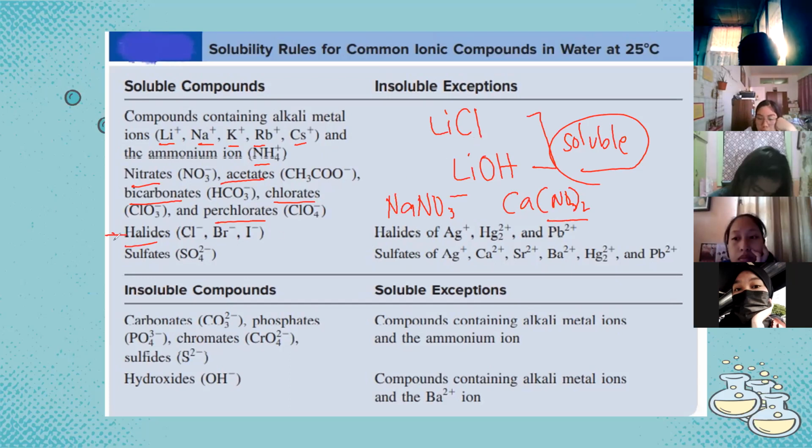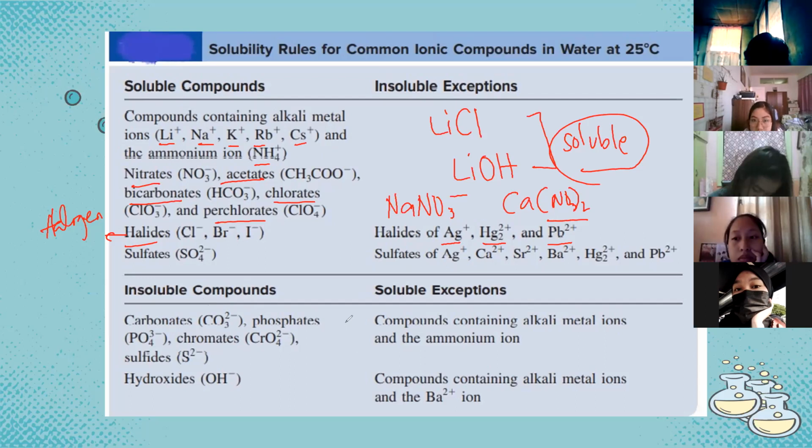Pag sinabing halides, we are referring to halogen. Again, we are referring to halogen here. And meron lang siyang exceptions. Kapag ang partner ni halide ay either silver, mercury 1, this is counted as mercury 1, though positive 2 ang nakalagay pa, but since 2 molecules siya diyan, that is the mercurous or the mercury 1, and the lead 2. Kapag ganun yung partners ni halides class, hindi sila soluble sa water.